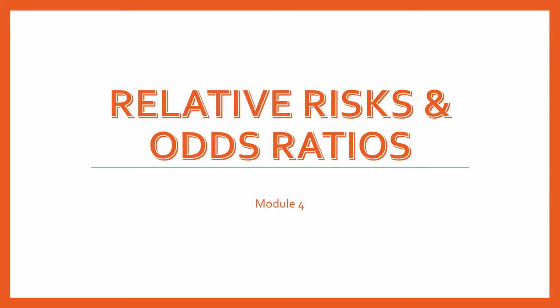Hi, this is Module 4. Today we're going to be talking about relative risks and odds ratios. These are two terms in epidemiology that are very important when estimating the risk of some outcome occurring.